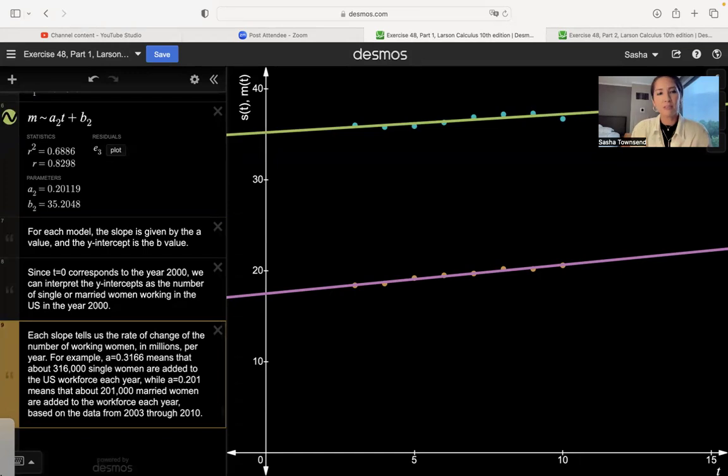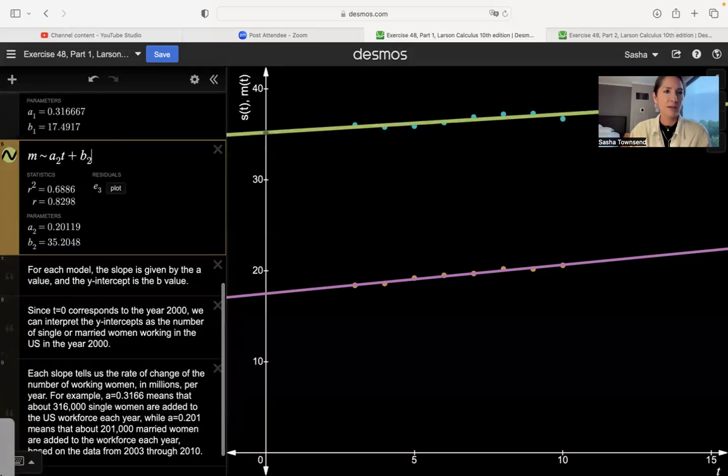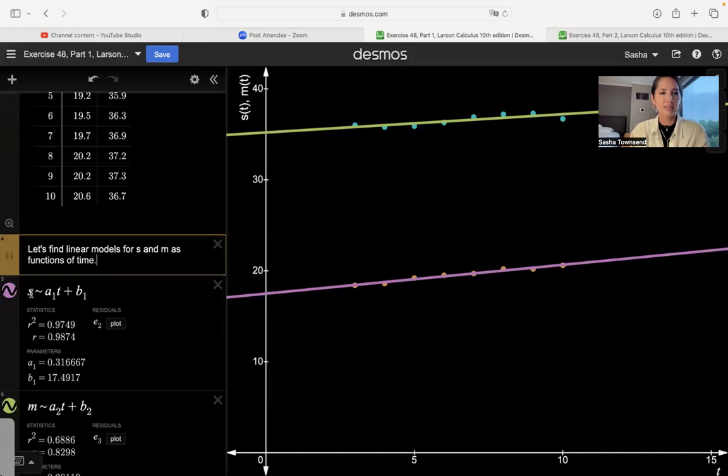Now for each of these, we want to be able to interpret the y-intercept and the slope. The y-intercept is relatively easy to interpret. T equals 0 corresponds to the year 2000. So when we look at the y-intercept for this function S, where S is the number of single women working in a particular year, when T equals 0, we get 17.49. What that tells us is that 17.49 million single women were working in the US in the year 2000, according to the model.